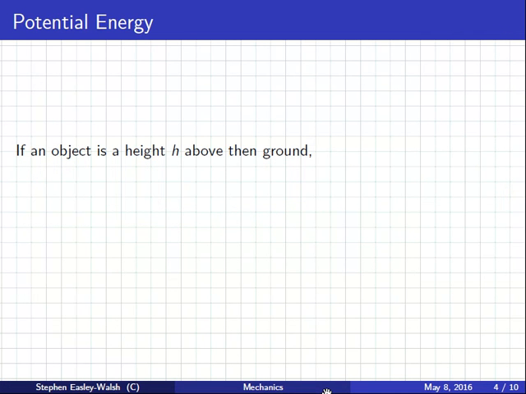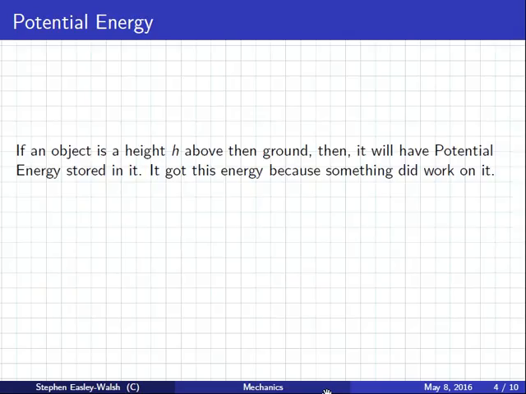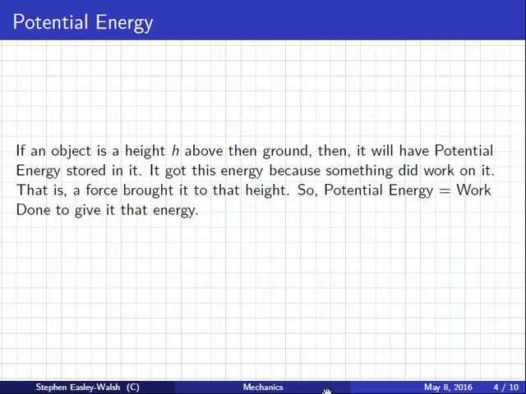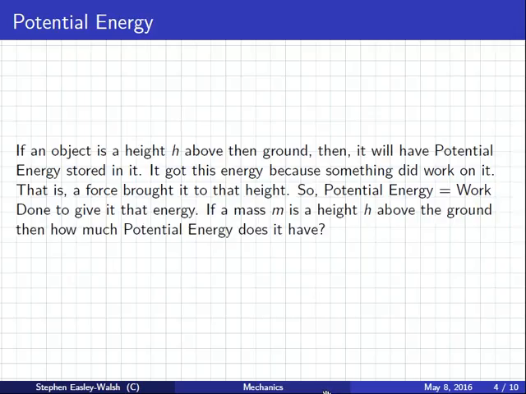Okay, so the next one is if an object is at a height h above the ground, then it will have potential energy. It got this energy because someone did work on it. That is, a force brought it up to this height. So, potential energy is the work done to give it that energy. If its mass is m and height h, then how much potential energy does it have?